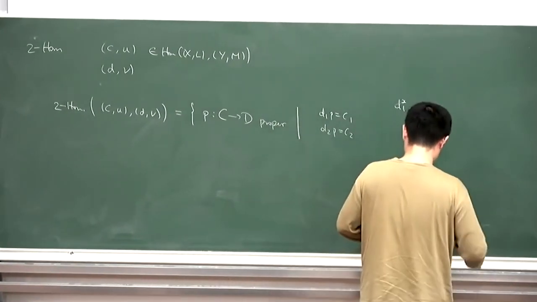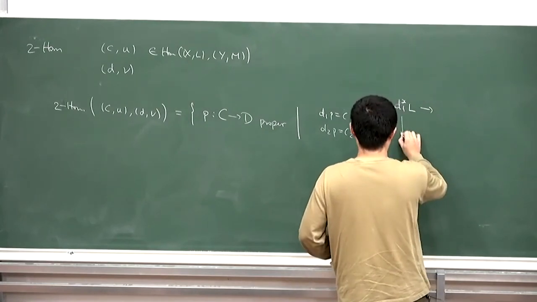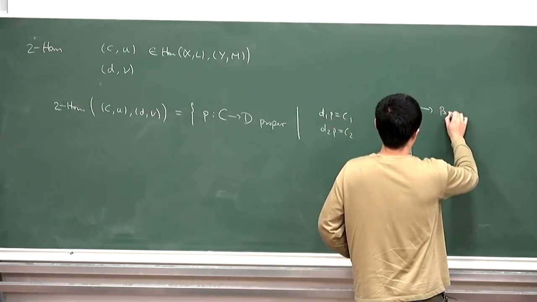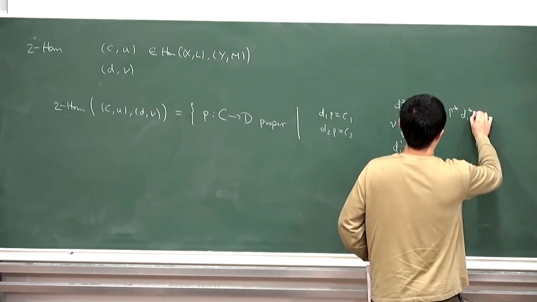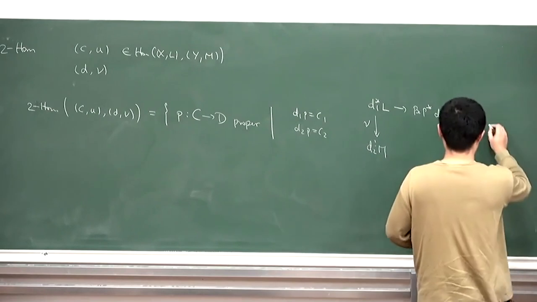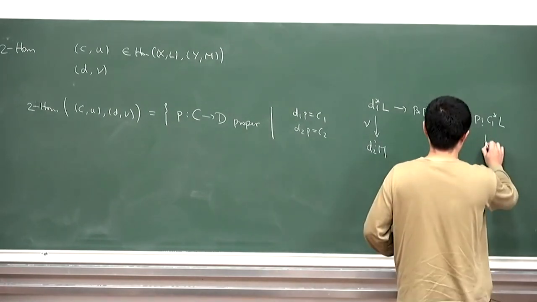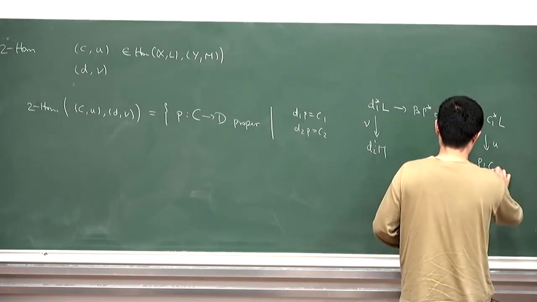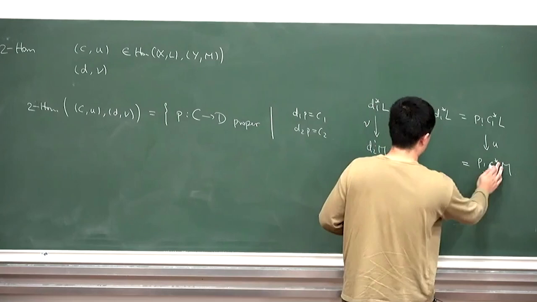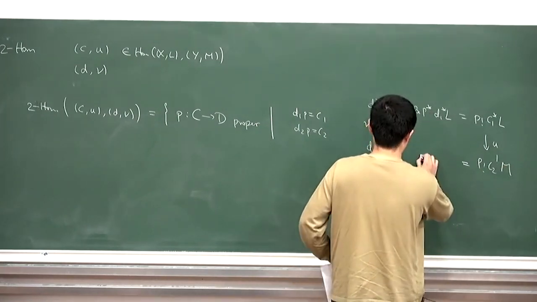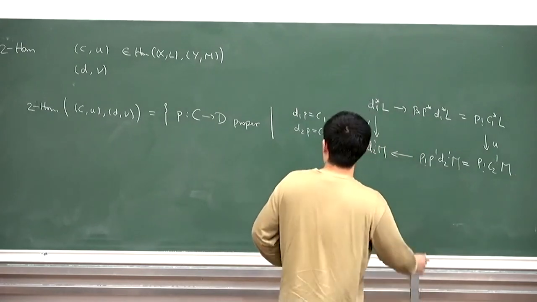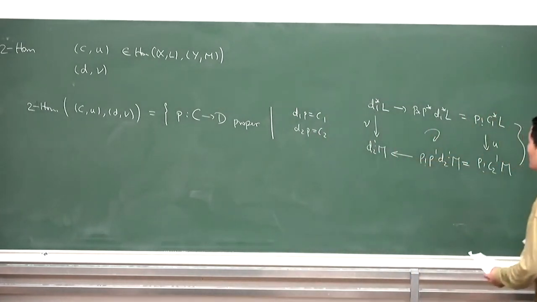So D1 upper star L goes to D2 upper shriek of M, and it's P lower star, P upper star, D1 upper star L, which is the same as, so P is proper, so that's the same thing as P lower shriek, and C1 upper star L, and you apply U to P lower shriek C2 upper shriek of M. That's the same thing as P lower shriek, P upper shriek, D2 upper shriek of M, and that goes this way. So I require that this diagram commutes.